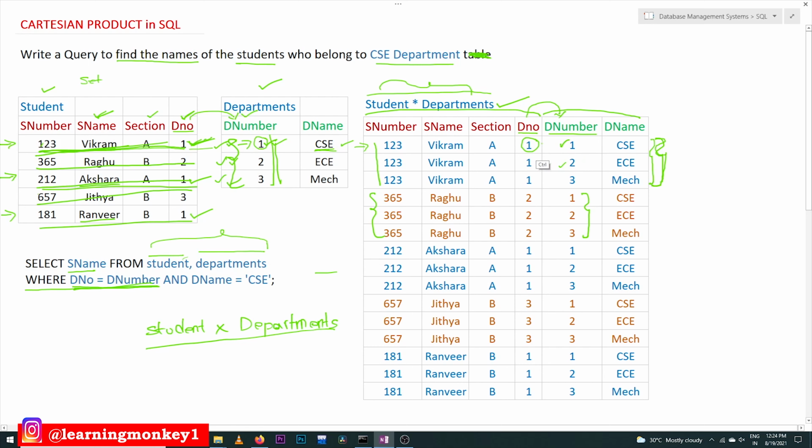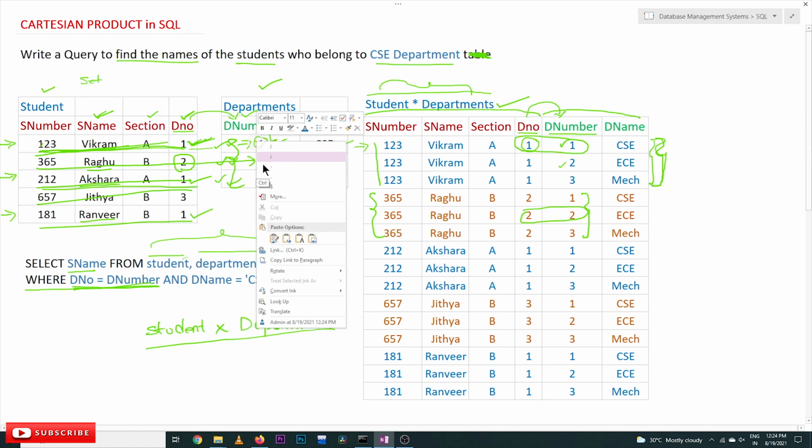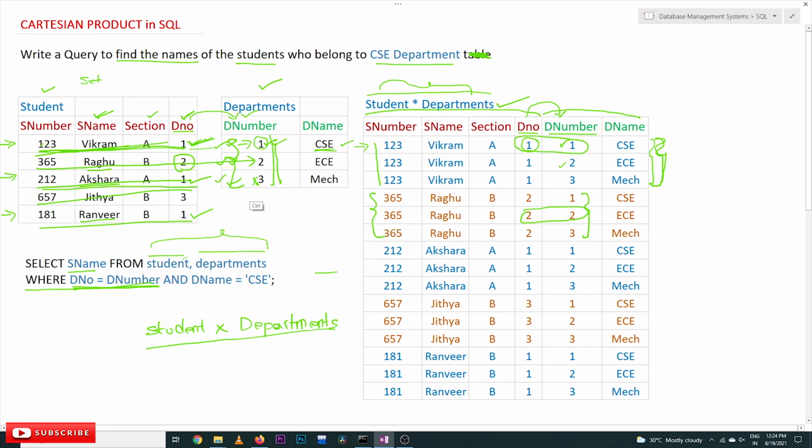Okay, so now with that, we are going to get the department numbers where these two are equal. So in this case, this is going to be true because D number is equal to D number. And in this case, D number is equal to D number. See here, the D number of the second student Raghu is 2. So this 2 is going to be equal only to this department number 2. It is not going to be equal to 1, or it is not going to be equal to 3. It is going to be equal only to 2. Try to understand this point. So these two will also be equal.